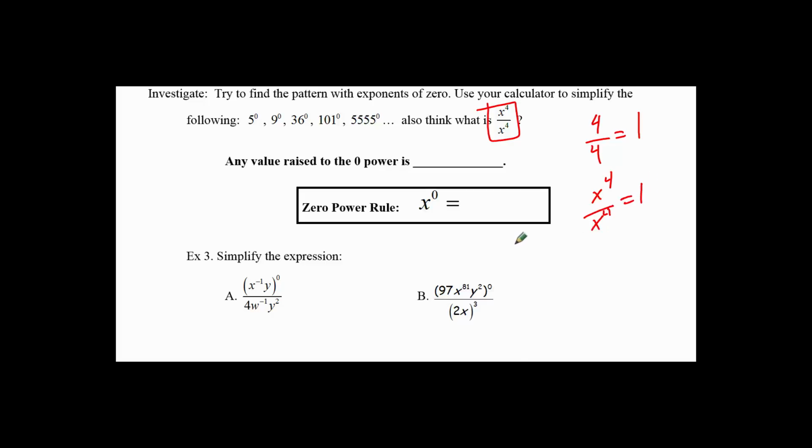Dividing something by itself, what does the rule of exponents mean? It means I'm going to subtract these, right? It's x to the 4 minus 4. But what does that mean? That's x to the 0. So anything to the 0 power is 1.